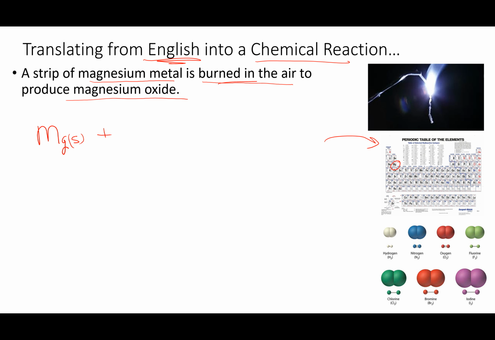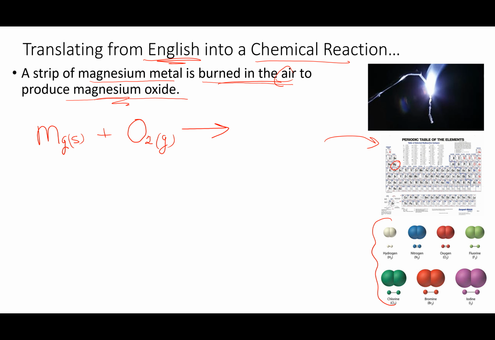Is burned in the air. Well, to burn means to chemically react with oxygen, so plus oxygen. And oxygen is one of these naturally occurring diatomics. So when we have oxygen alone in a chemical reaction, it is always O2, and you and I know the air happens to be a gas. Ain't that spiffy? And it produces or yields magnesium oxide.